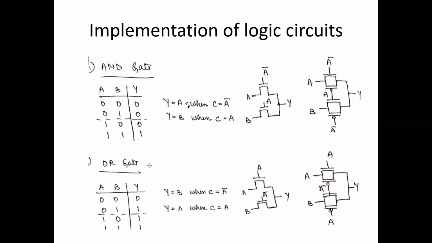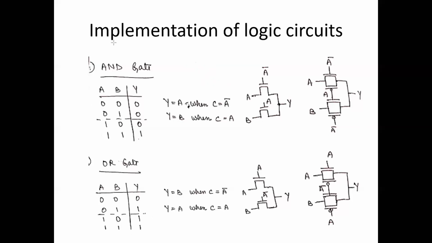Next, implement an OR gate. Again, we write the truth table. Divide this truth table into half. Look at this, y is equal to b when control signal is A bar, and y is equal to A when control signal is A. So the same thing can be implemented using the pass transistor, and the negated value will be TG. If you have a doubt, please refer or just give a call so that we can discuss this.